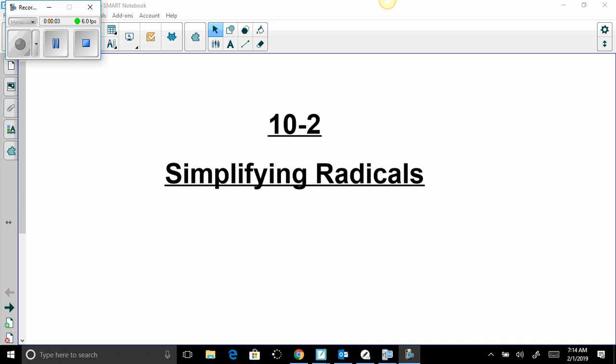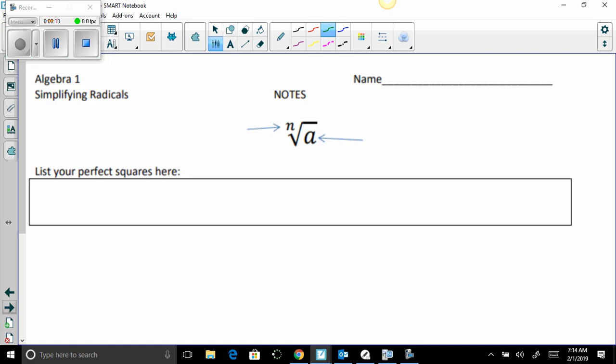Hey guys, today we're going to get into our next unit, which is rational expressions. Sorry, it's Unit 8, rational expressions, and we're going to start with simplifying our radicals. So let's look at what actually a radical is.